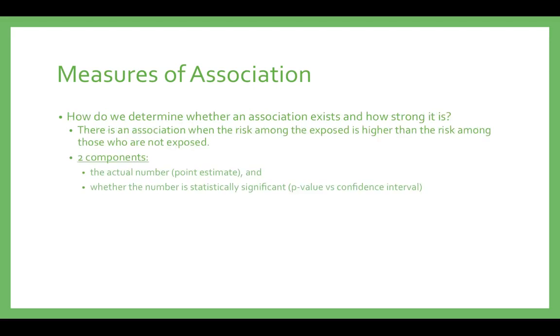When evaluating a relative risk or an odds ratio, we are really trying to determine whether an association exists and how strong it is. When we talk about an association, think of it as a relationship between exposure and outcome, as we've discussed earlier this semester. There's an association when the risk among the exposed is higher than the risk among those who are not exposed.